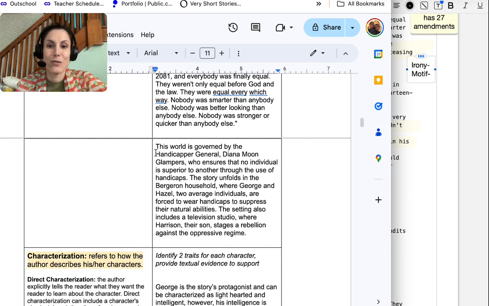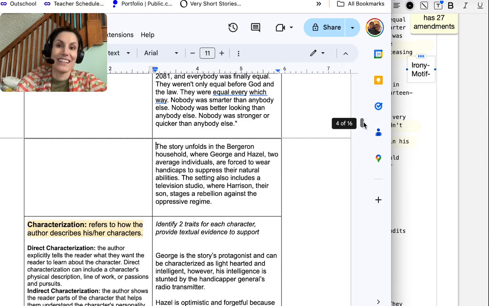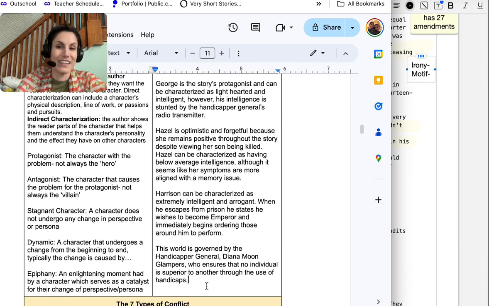And then I introduced Diana Moon Glampers. I will put her in our character section. She's going to be the keeper of order. She wouldn't be the president, but obviously in the end, you could say she's the antagonist, but technically the government as a whole would be the antagonist in this Harrison Bergeron story.